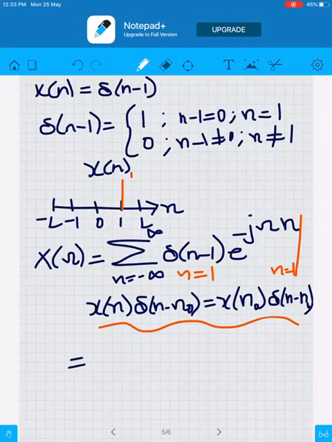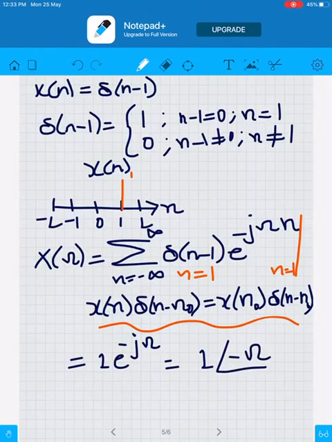So the value exists only at n is equal to 1. What about n is equal to 2? It is 0. What about n is equal to minus 2? It is 0. What about n is equal to 0? It is 0. For all values of n, it is 0. Only at n is equal to 1 it exists, and it is 1 into e power minus j omega, or we can write this as 1 at an angle of minus omega in polar representation.